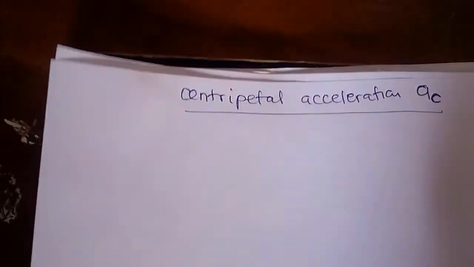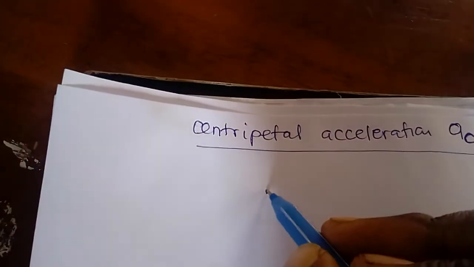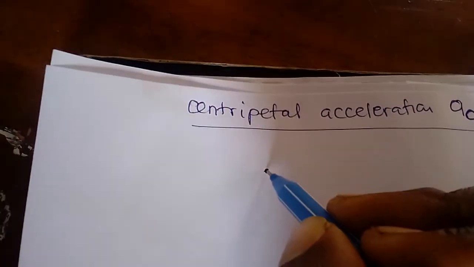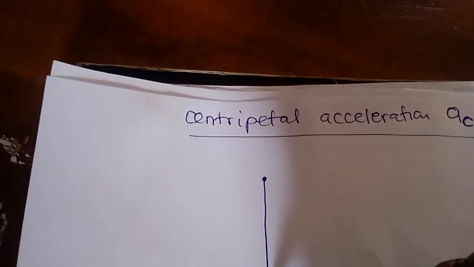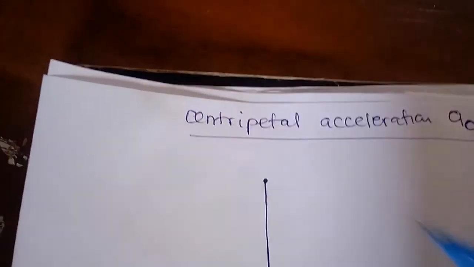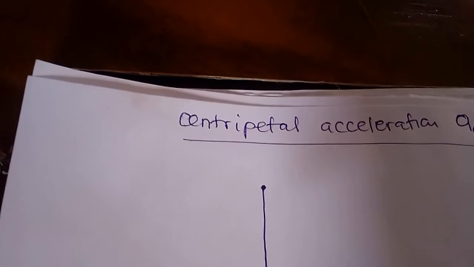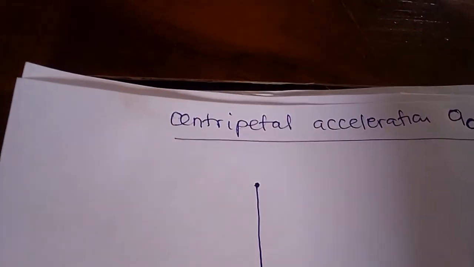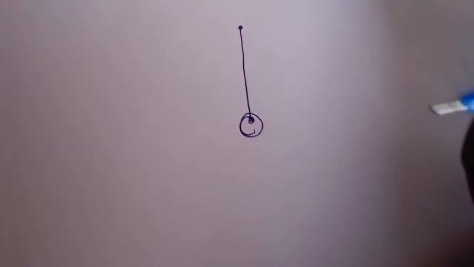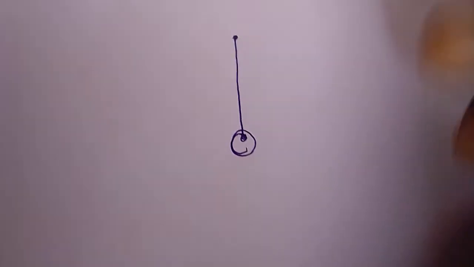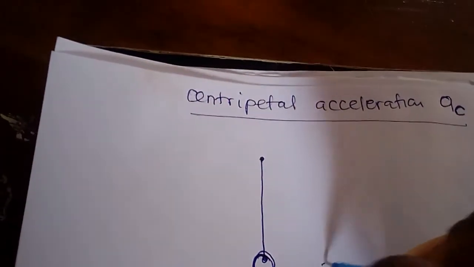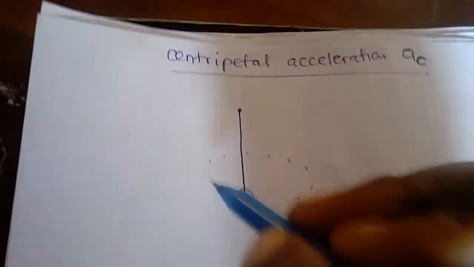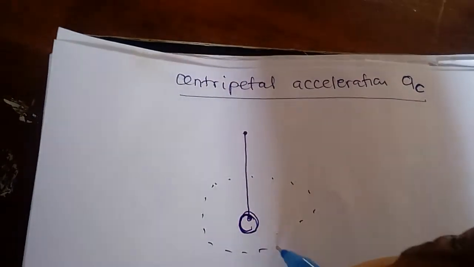If you get a ball and you tie it to a string, so you have a ball there and you have a string, and then you start rotating it, you would find that this ball will move in a circular path. It will move in a circular path.